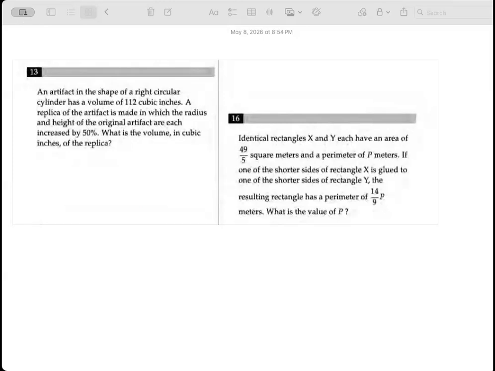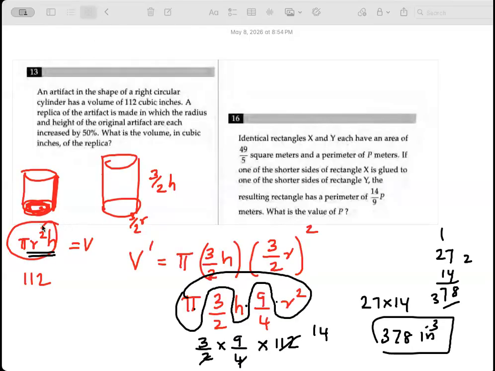Miss Priya, when there's a change in radius, do we always square it? That depends on the context, right? In this volume, it's pi r square h. So r was squared, so I have to square the 3 by 2 r. Okay. Does that make sense? Yeah. It depends on the case.